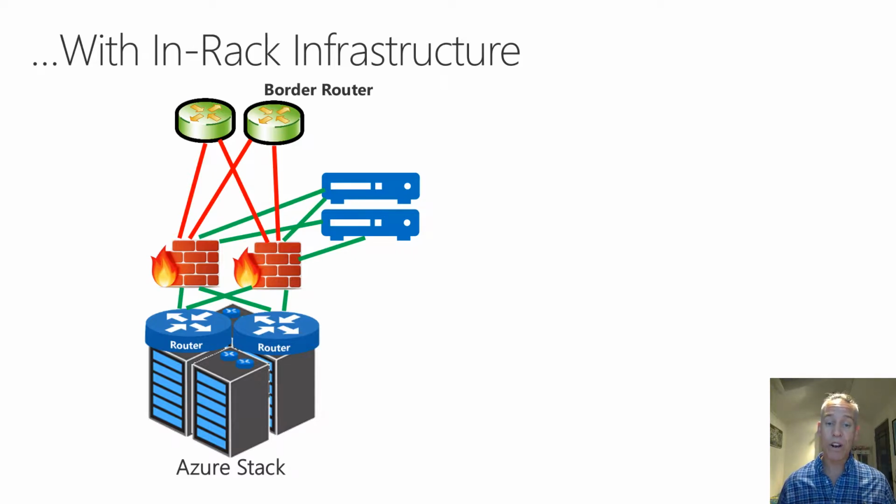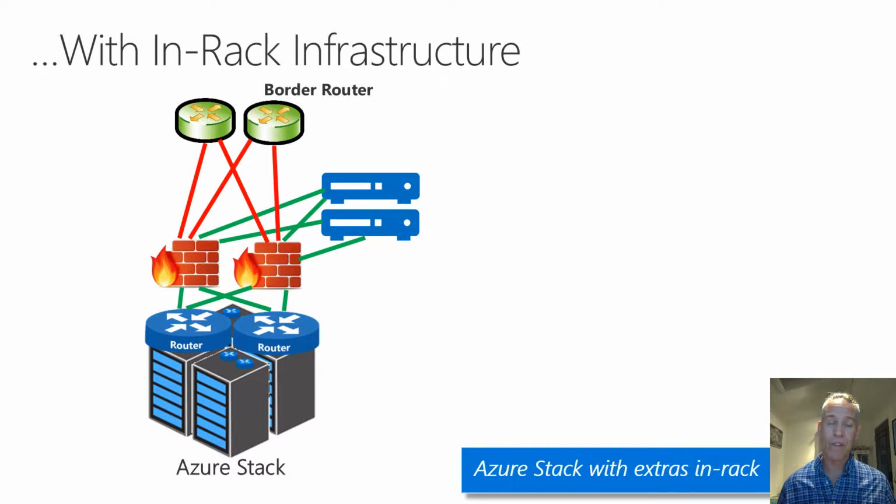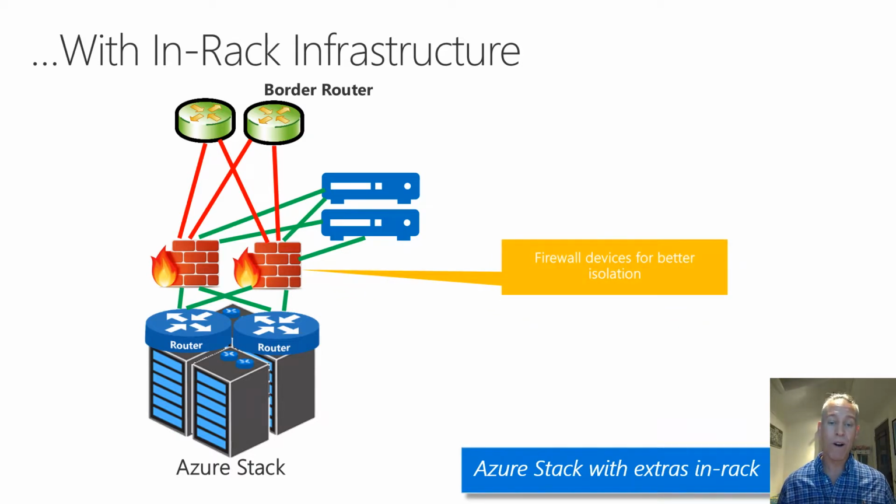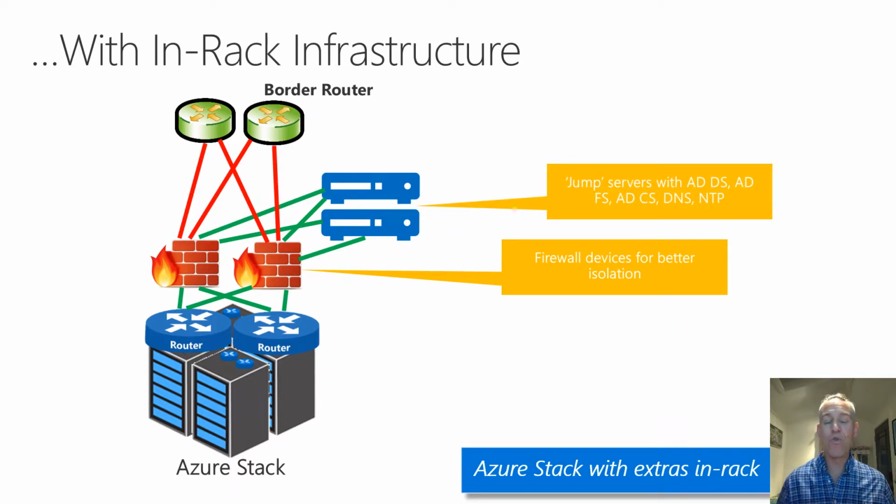They also include another pair of servers. So again, all of this stuff is in rack. Those two servers are in rack. So the firewall devices give you better isolation of your Azure Stack. That's all built in. And then these two other servers are sort of jump servers. They each have a number of services that you'd want to service your Azure Stack. So they can hold your Active Directory domain services and ADFS. They can hold certificate services running on top of AD, so AD certificate services, and DNS and network time.